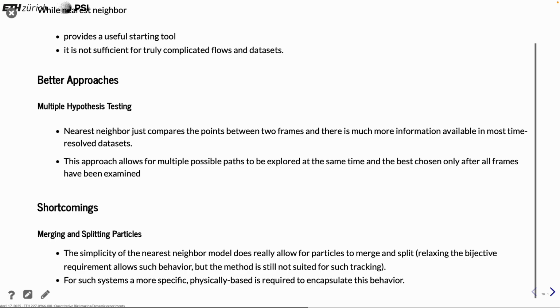The question is also how you should label. If you have a merging or splitting track, how you should label it in the future. So that is also to decide from experiment to experiment how to handle it.